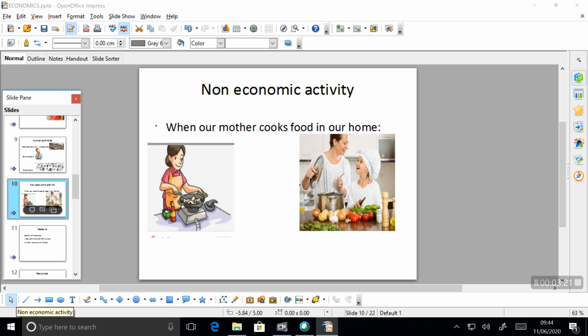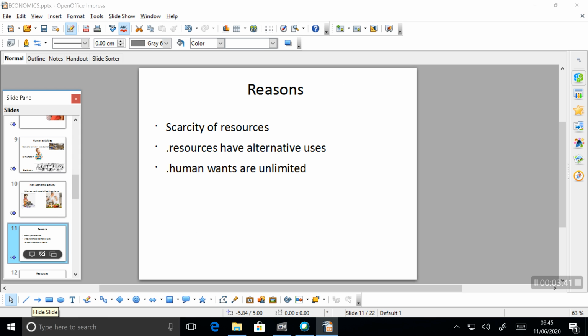When an economy engages in these economic activities, it has to face a great problem, that is scarcity of resources. This scarcity of resources gives rise to the problem of choice. In these economic activities, our country faces so many problems. Related to this, the important reasons are scarcity of resources, resources have alternative uses, and human wants are unlimited. Our economy faces so many problems because of these reasons.